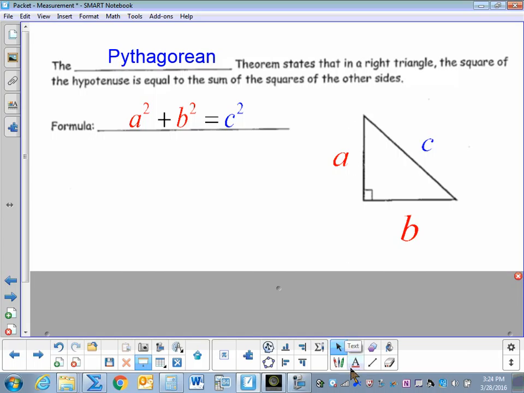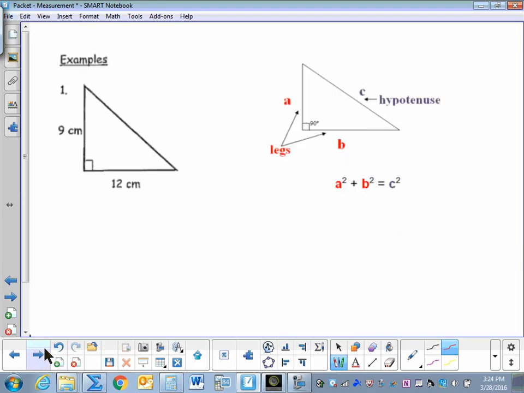So here again we have a right triangle, and our legs, A and B, make a giant L. They're the legs. And those legs squared and their sum is equal to the hypotenuse squared. So we're going to find this missing length of this triangle. And first we need to identify whether it's a leg, A or B, or the hypotenuse, C.